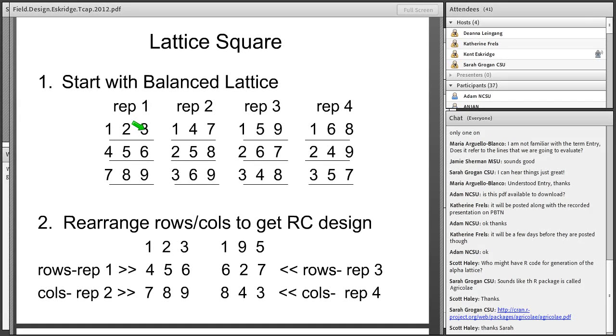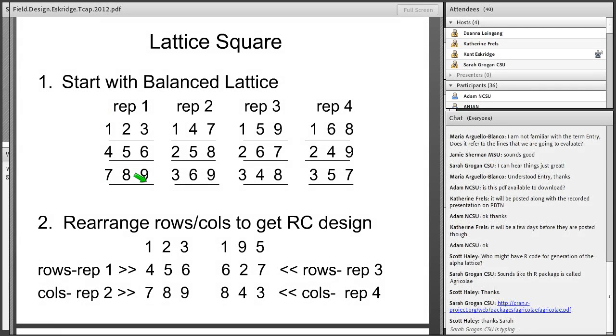Well, a lattice square is an example of the third case, where you can't get orthogonality in either rows or columns. But what you'd like to do is have each treatment appear with each other treatment someplace in either a row or a column, if possible. It's this idea of equal joint occurrence. We can generate a lattice square by starting with a balanced lattice. Notice that if I take the first rep of the balanced lattice, I get treatments 1, 2, 3, 4, 5, 6, 7, 8, 9 in the first 3 blocks. But let's look at the columns. What do I get in the columns?